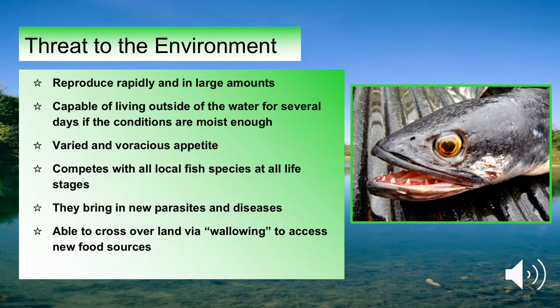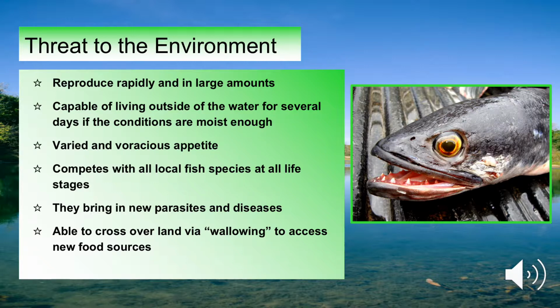And now some threats that the northern snakehead poses to the environment. They are able to reproduce rapidly and in large amounts, from 1,300 to 15,000 eggs per spawning season. They are capable of living outside of the water for several days if the conditions are moist enough. They have a varied and voracious appetite.